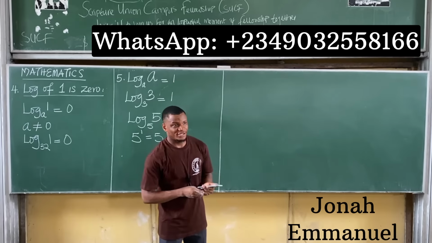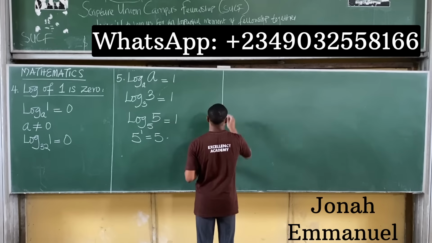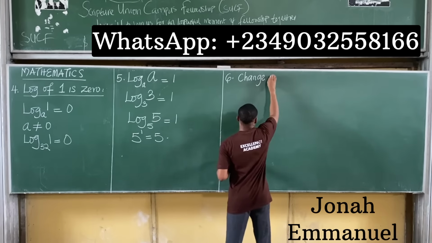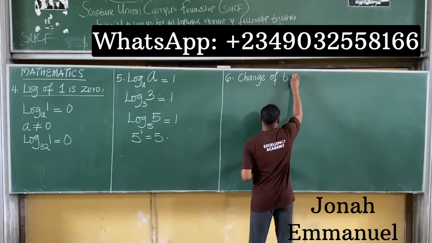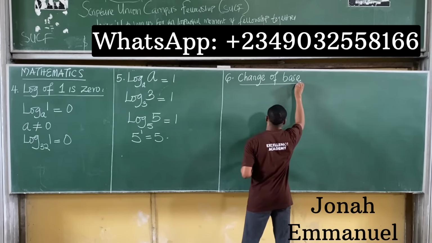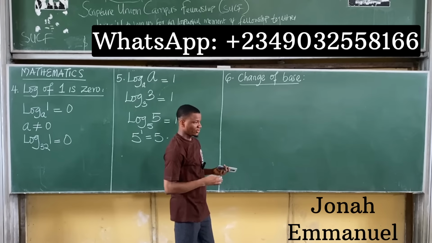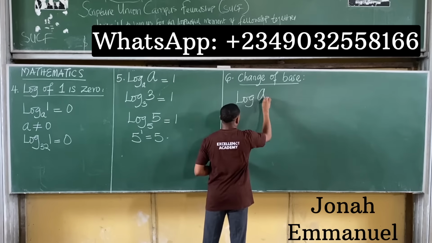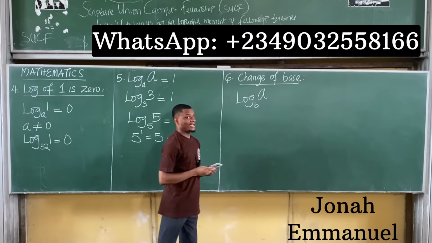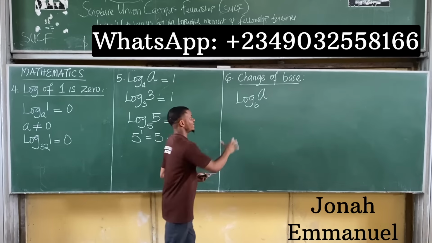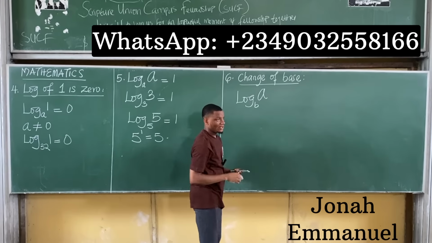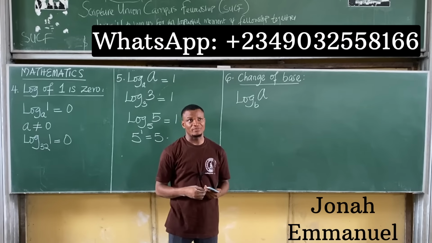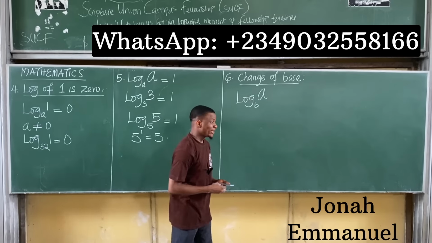So the final thing we'll consider is the change of base. Let's look at the sixth one, the change of base. How do we change the base of a logarithm? Let's say I have log a to base b. Observe that the base of this logarithm here is base b. Now, what if I want to change the base to any number I choose? Let's say I want to change it to base d, for instance. So how do I change to base d?